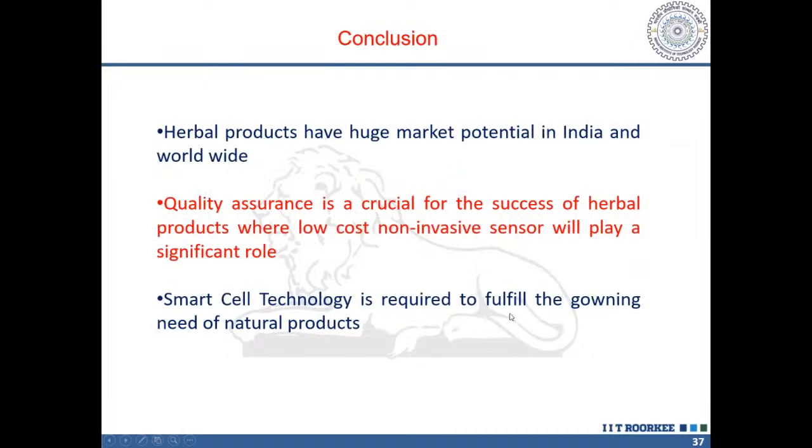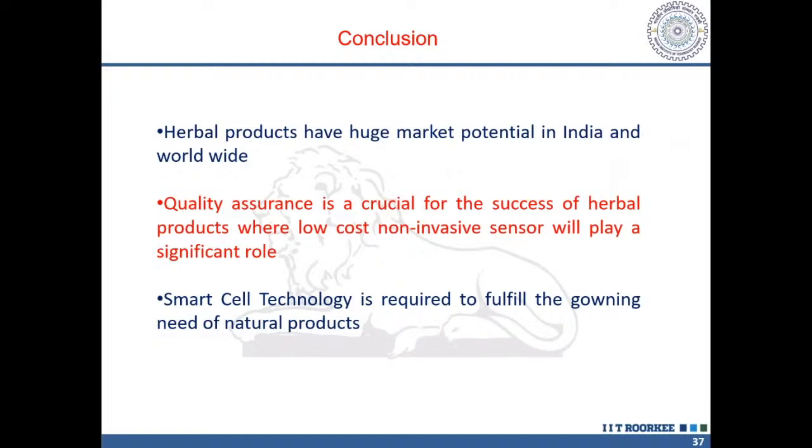So as a conclusion slide, what we can say is that herbal products have huge market potential in India as well as worldwide. They are quite safe drugs, but quality assurance is a crucial factor for the success of these herbal products, and this is where the low-cost sensor will play a very significant role.